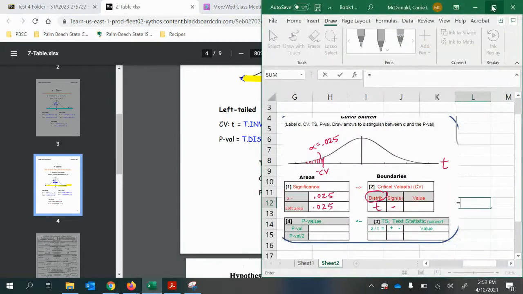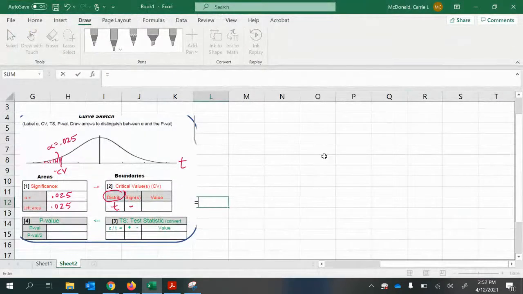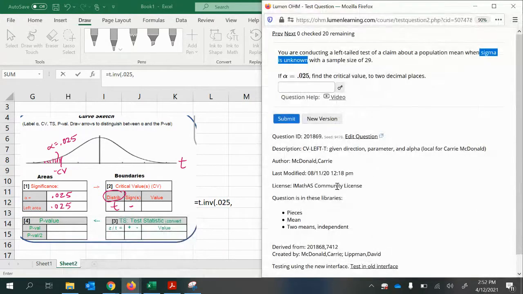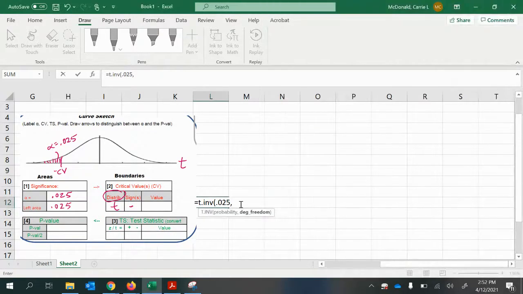See the similarity there? Norm.inverse would give you a z-score. T.inverse will give you the t-score. So then you're going to put in your area, which is just the left area. Sometimes, remember, if it's a two-tailed test, don't forget to divide alpha in half for this step. And then the degrees of freedom is always n minus 1. So here it says that we had a sample of size 29. That would mean we have 28 degrees of freedom here.